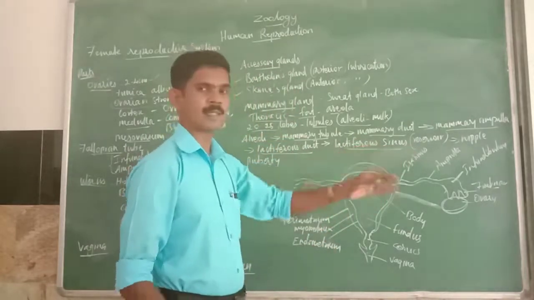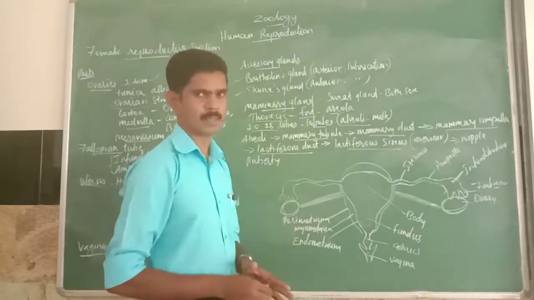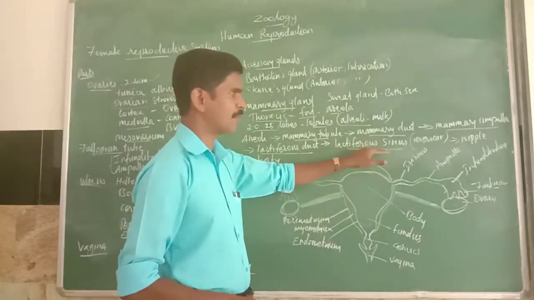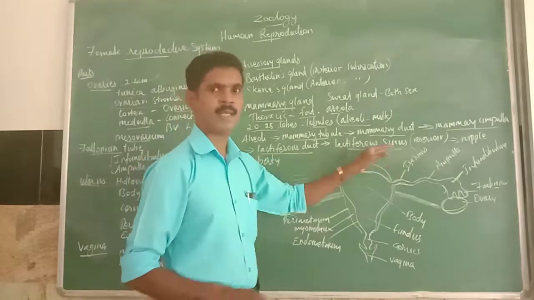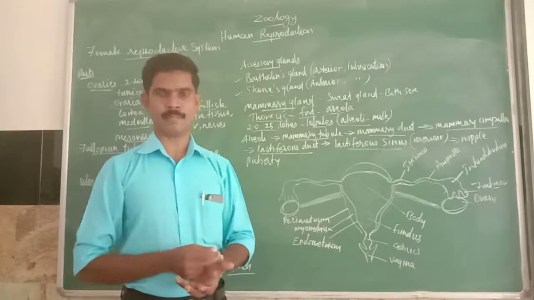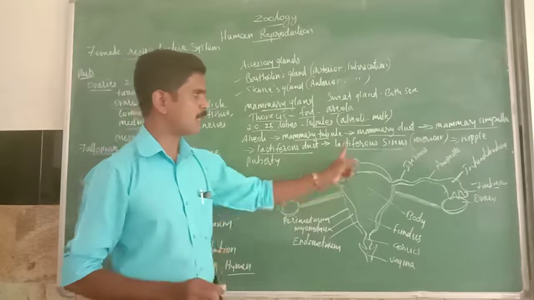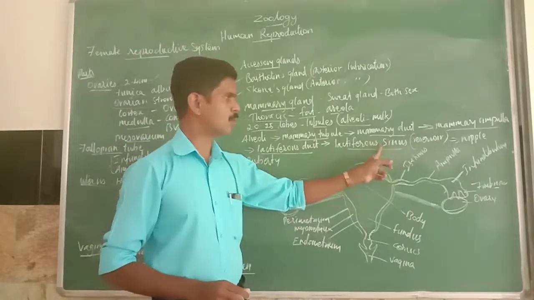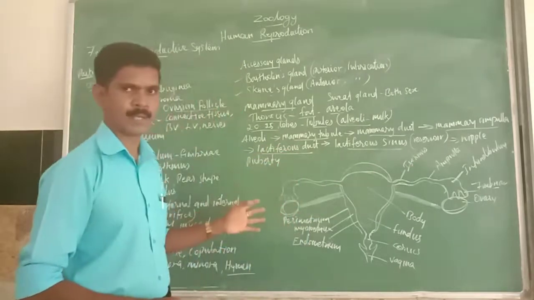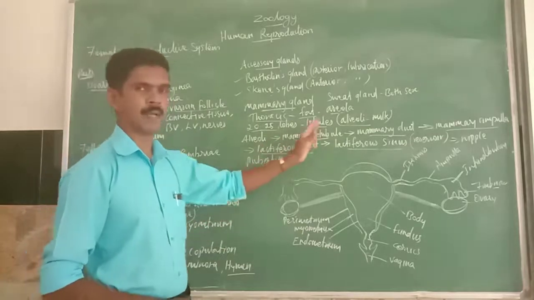This lactiferous sinus acts as a temporary reservoir for the storage of milk. Then this lactiferous sinus opens on the outer side around the nipple area. On the side of the nipple region, many small holes are there. Through these holes only, the milk comes outside. Understand? So this is the structure of the mammary gland.